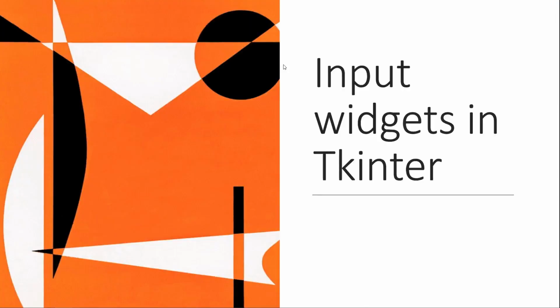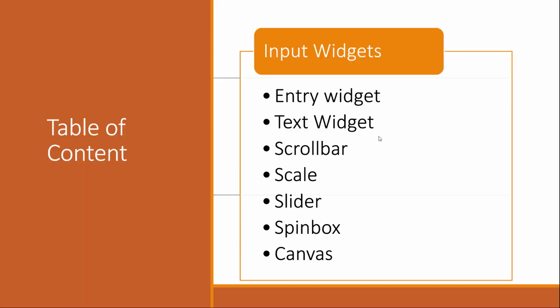Our next category of widgets are input widgets. Input widgets are those widgets that allow the user to interact with the application by providing their inputs. Their input can be in the form of providing text, scroll bar, sliding, scale, etc. In Tkinter, there are 7 widgets that can be called input widgets. Those are entry widget, text widget, scroll bar, scale, slider, spin box, and canvas.